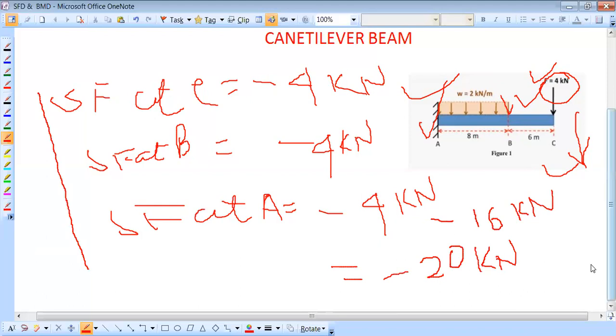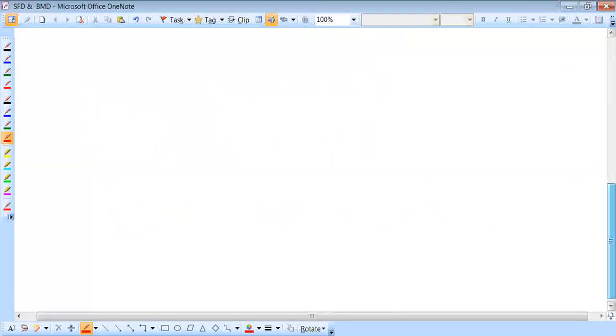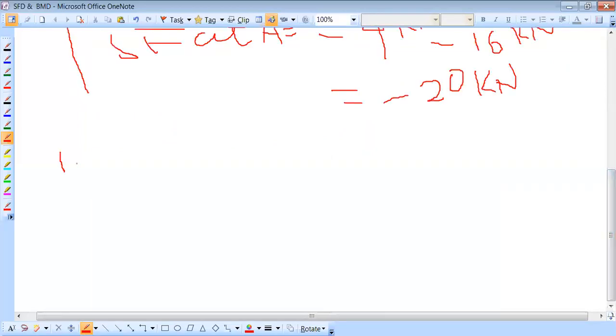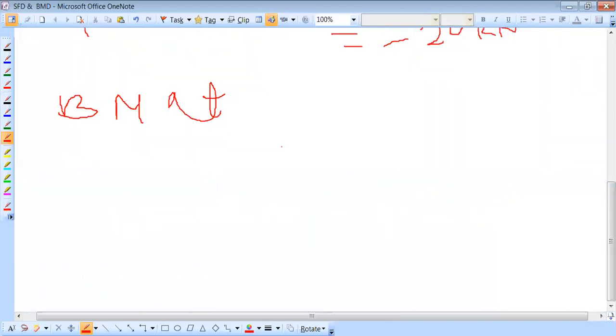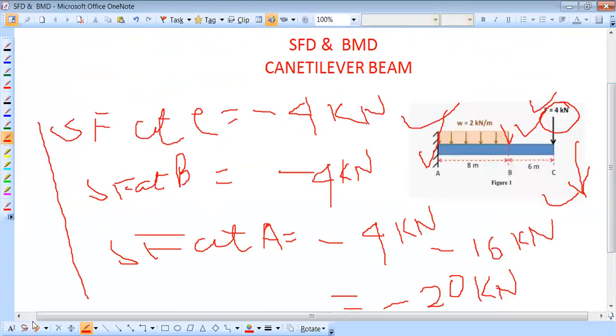Then find the BM. So let's see how to find the BM at this point, BM at C. BM at C is equal to 0. Why 0? Because there is a force in the downward direction, minus 4 kilonewtons, but if we find the BM at point C, there is no distance; the distance is equal to 0. Minus 4 into 0 means 0.